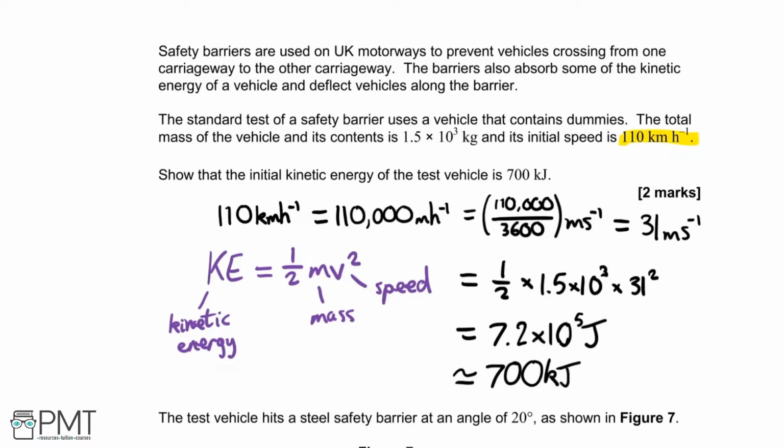So for this question, you'd get your first mark for correctly converting 110 kilometers per hour to 31 meters per second, and then your second mark, not for getting the 700 kilojoules at the end, but for correctly substituting that value of 31 meters per second into the equation. Because the rest of that question is just assuming that you can put numbers into a calculator, which most people can do. So those are your 2 marks.